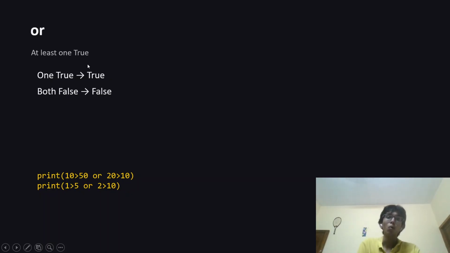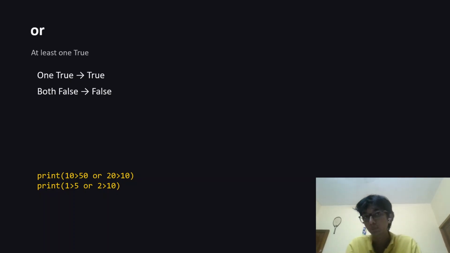Now we have OR. OR is considered to be a less strict version of AND. OR doesn't demand both of them to be true. OR demands at least one of them to be true. For example, if one is true, it will give true. If both are false, then only it will give false.